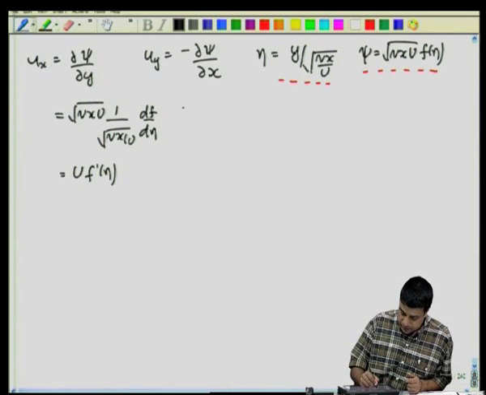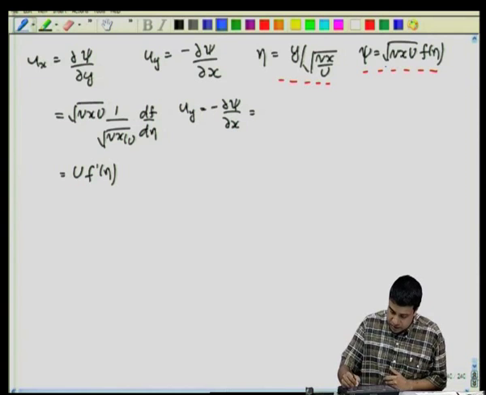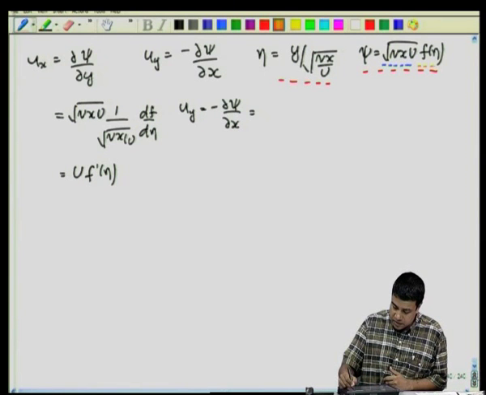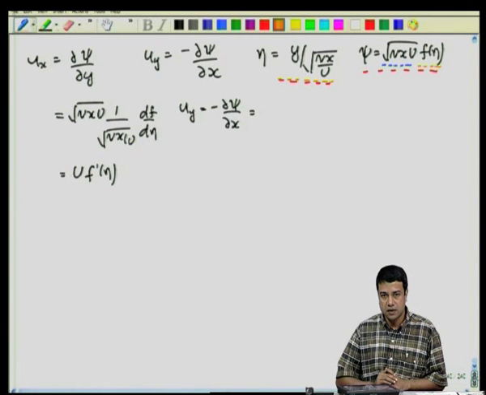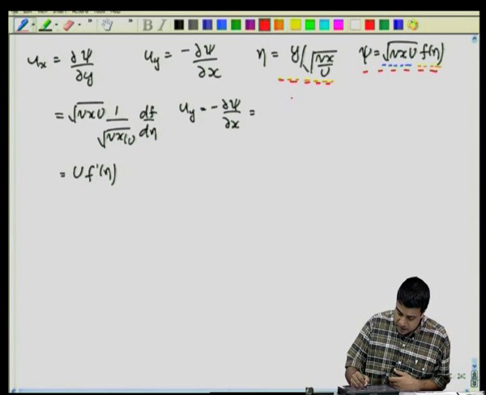So, therefore, u_y is equal to minus partial psi by partial x. And psi depends upon x through two terms. One is this first term here which has an x dependence in it, and then there is the second term here which depends upon eta, and eta in turn depends upon x. So, for this reason it is convenient for us to write ahead of time the derivatives of eta with respect to x and y. We will use these expressions later.